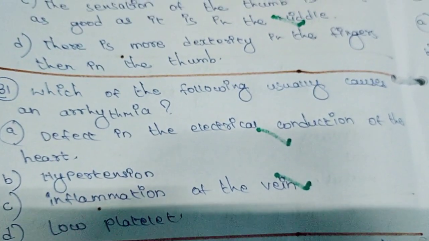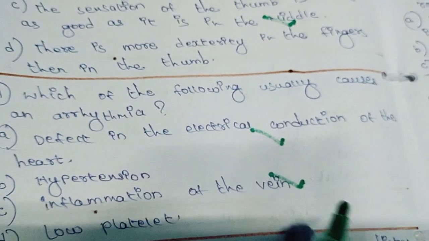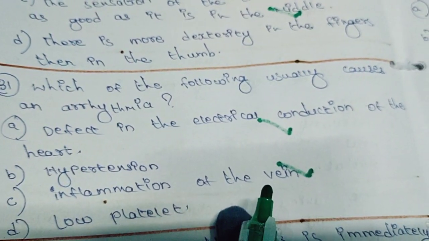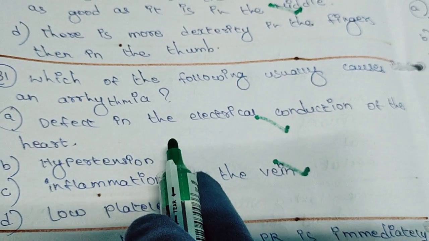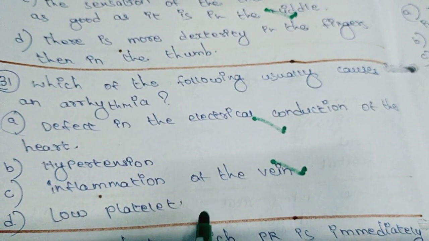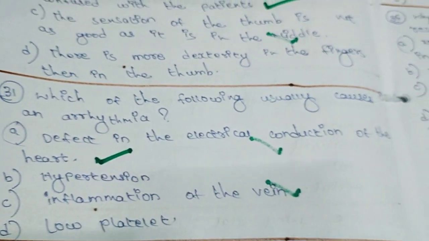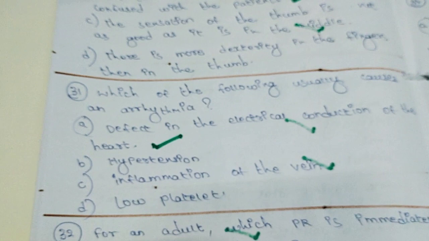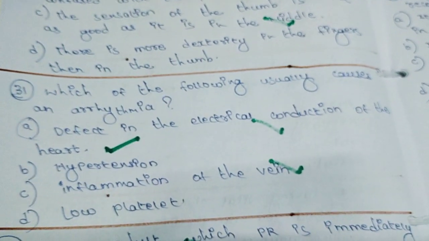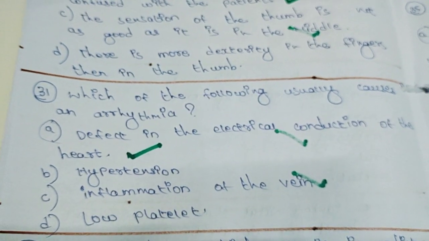What is the next question? Which of the following usually causes an arrhythmia? Arrhythmia is abnormal heart rhythm. The options are defect in the electrical conduction of the heart, hypertension, inflammation of the vein, or low platelet. The right answer is defect in the electrical conduction of the heart. So when something is affecting the normal conduction system of the heart, there will be arrhythmias, abnormal heart rhythm.